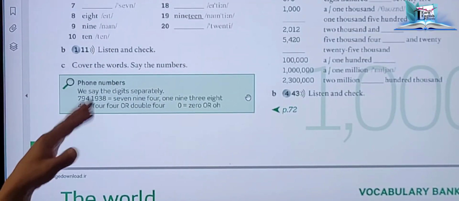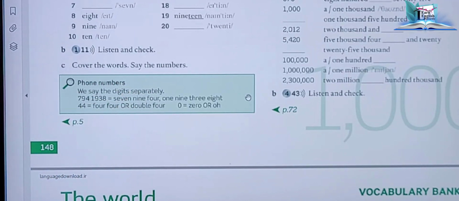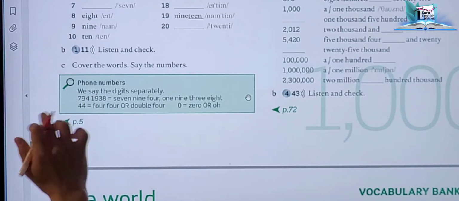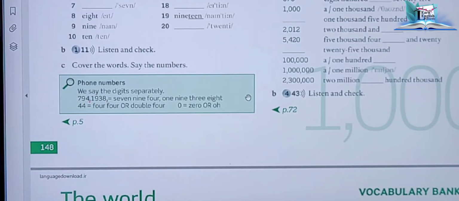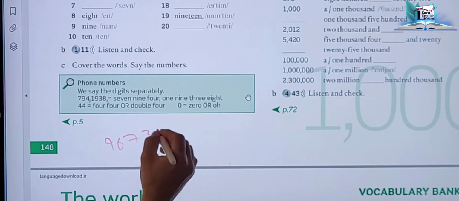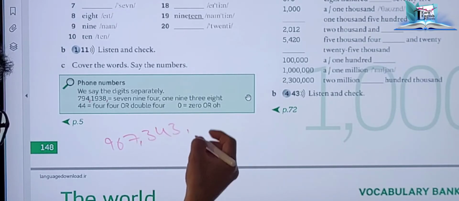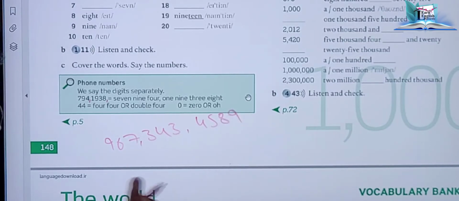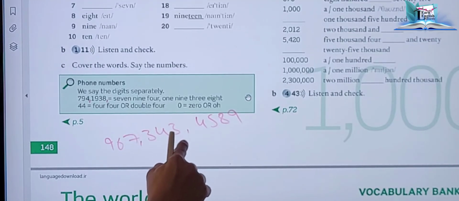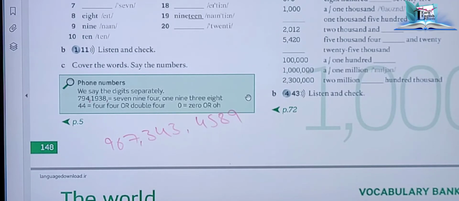Okay, let's come to part C. Cover the words and say the number, okay? Phone number. If you're saying your phone number to someone or explaining your phone number, we say the digits, digit that means number, okay? Digits separately. So, let's see. This is like this, okay? 3 and then 4. We can say 7941938. For example, 9670, okay, so I don't know whose phone number this is, let's try this. Okay, this is the phone number. Now we're going to try this. 9673434589. That's the phone number.